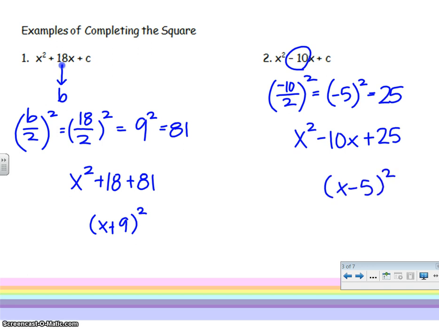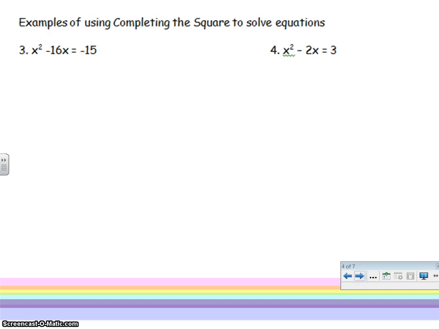Now if you're having trouble thinking how are we factoring this so fast, once we do negative 10 divided by 2 and we get minus 5, that's where the x minus 5 is going to come into play. So we can notice the relationship between right here and right here. That can just be a shortcut for you. Now we're going to apply this and actually solve some equations.